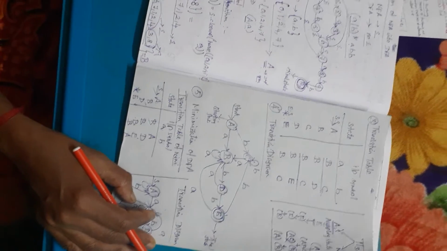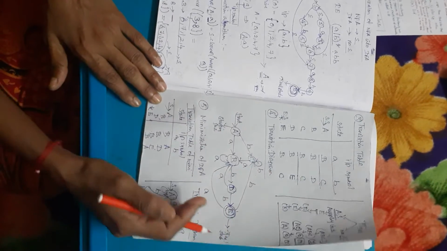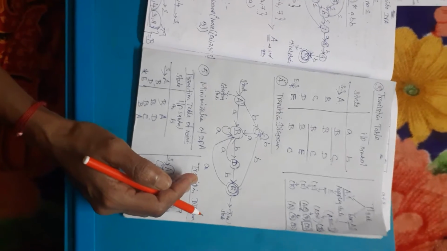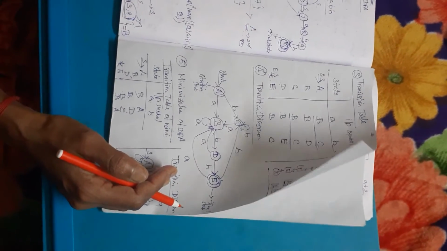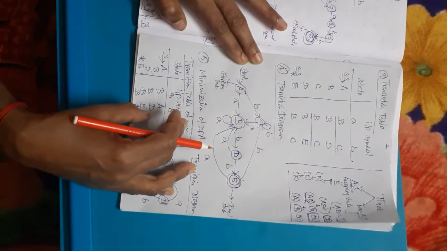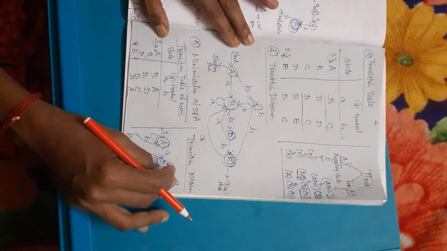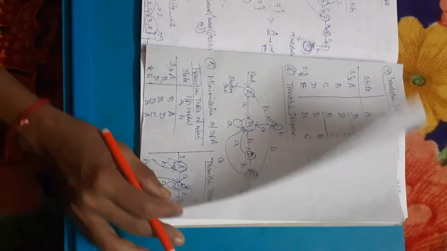So conversion of NFA to DFA means you solve up to the fourth step. Then after conversion of NFA to DFA, you go for the minimization of DFA: the next step is minimization of states, then transition table, then transition diagram. This is for one problem. This is for the part B questions. Is that clear?